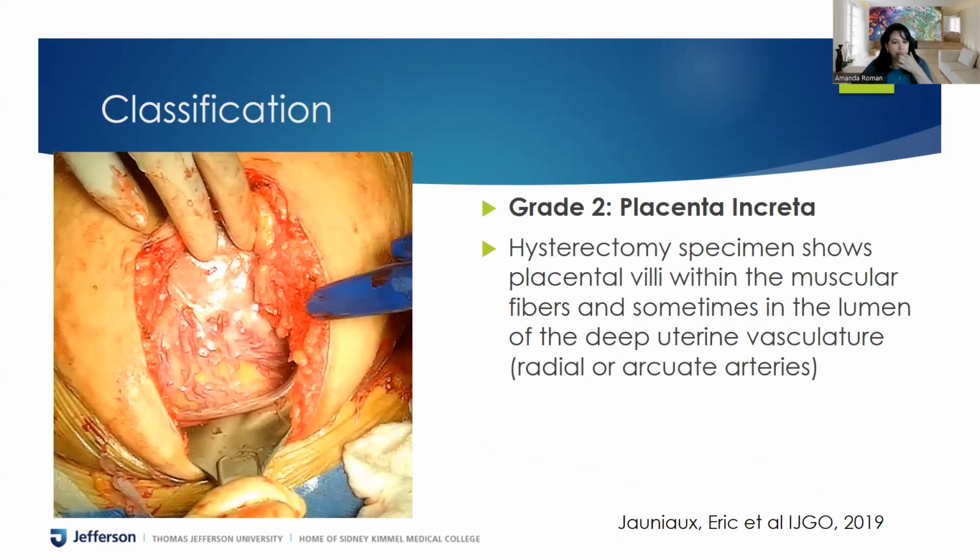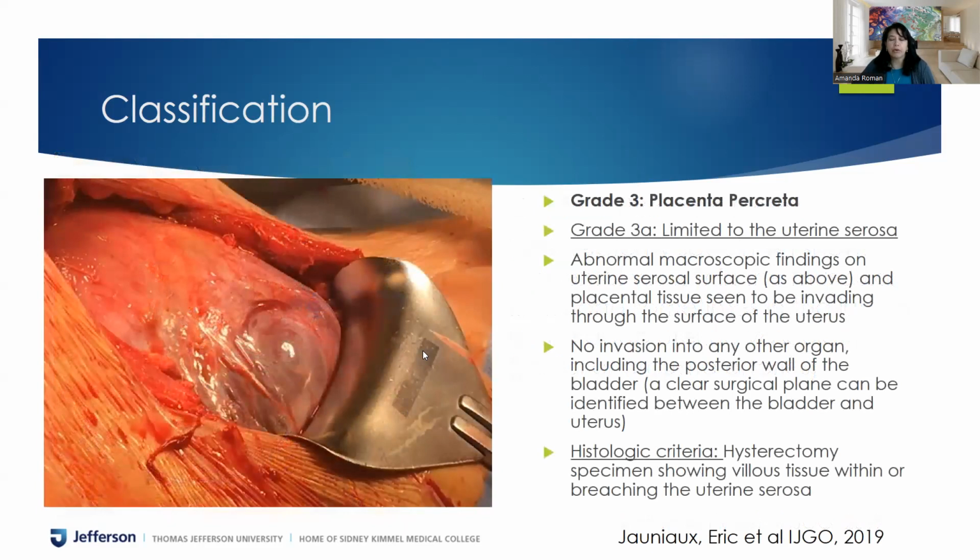When we look at the histology, when the specimen is sent, the hysterectomy shows that the placental villi go into the muscular fibers and sometimes into the lumen of deep uterine vasculature, either radial arteries or arcuate arteries. So this is how it looks, very hypervascular on the surface of the uterus. These are actually aberrant veins and arteries coming from the bladder and participating in the feeding of this placenta.